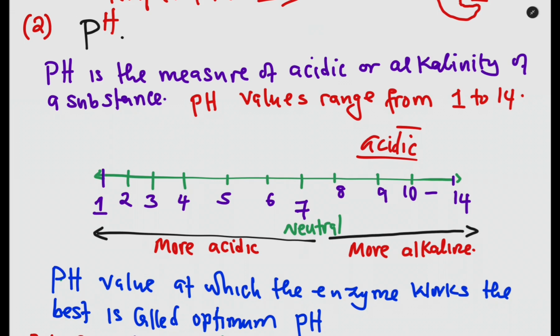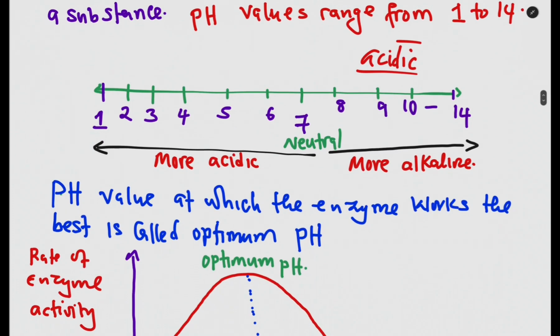So the enzyme that works well in the stomach cannot work in the alkaline condition, that is in the duodenum or in the mouth. And also the one that works well in the mouth cannot perform its function in the stomach. So each has a certain pH at which it works well, and that is what we call the optimum pH. The pH value at which the enzyme works well is called the optimum pH.